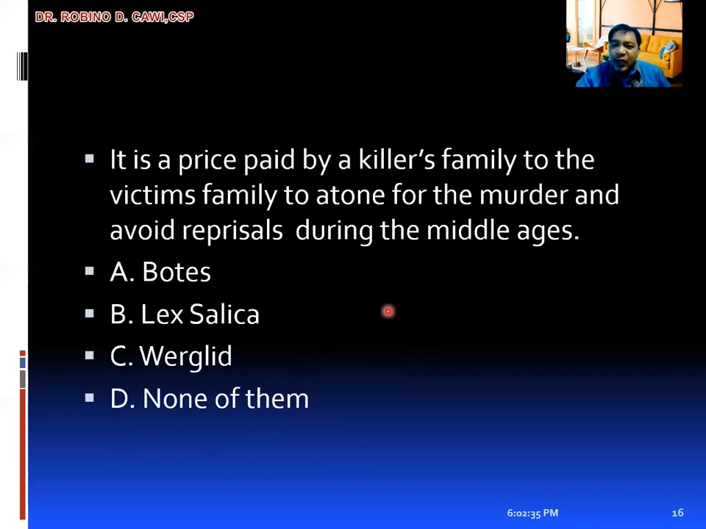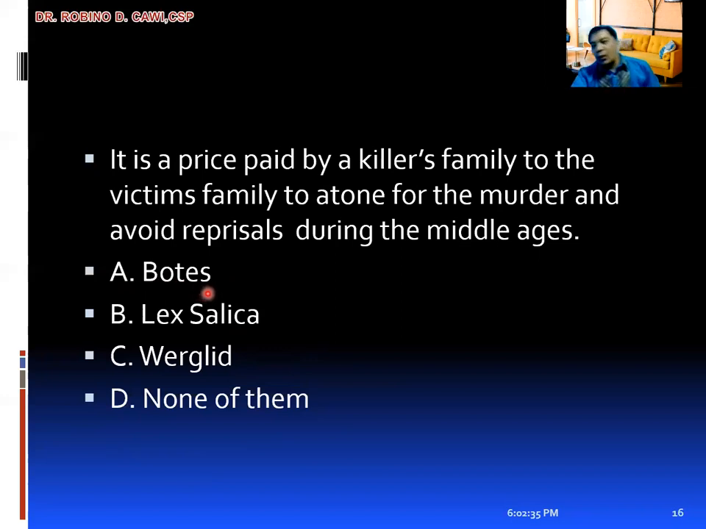If you are paying your victim because you committed the crime of murder against one of their family members, then basically that is werglid. However, if you are paying your victims because you committed a crime against them, but the crime is not murder, take note, the answer to that will be botes.